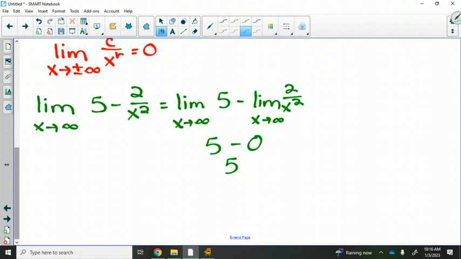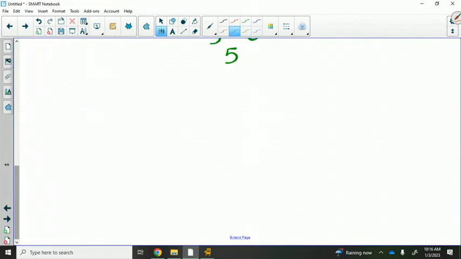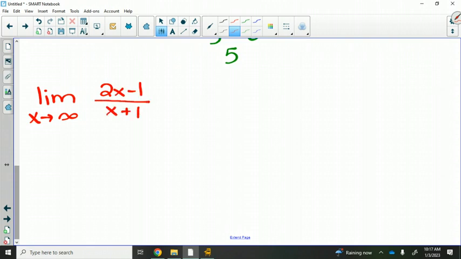If we graphed that function, we would see as we go to the right, the end behavior is approaching 5. Is there a horizontal asymptote? Yeah, y equals 5. Okay, let me show you this next one. Let's find the limit as x approaches infinity of 2x minus 1 over x plus 1.